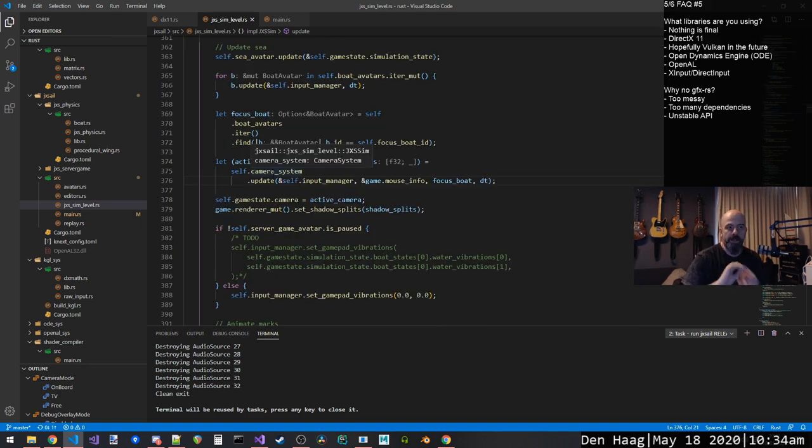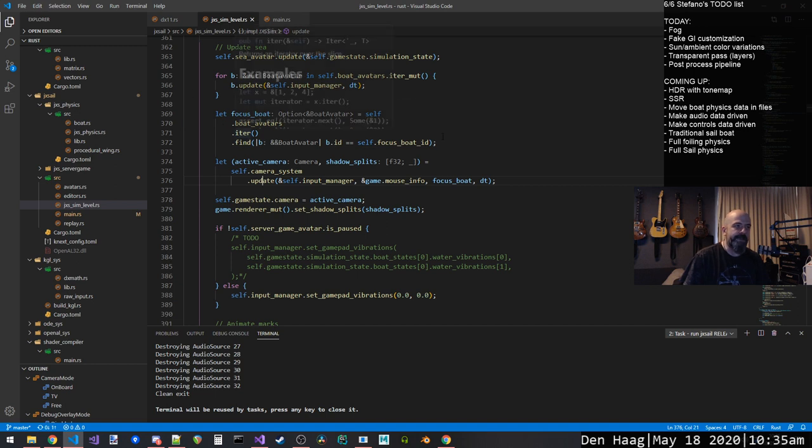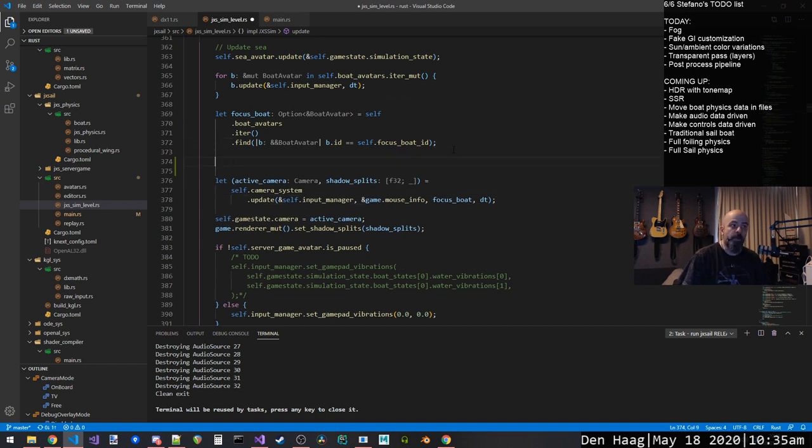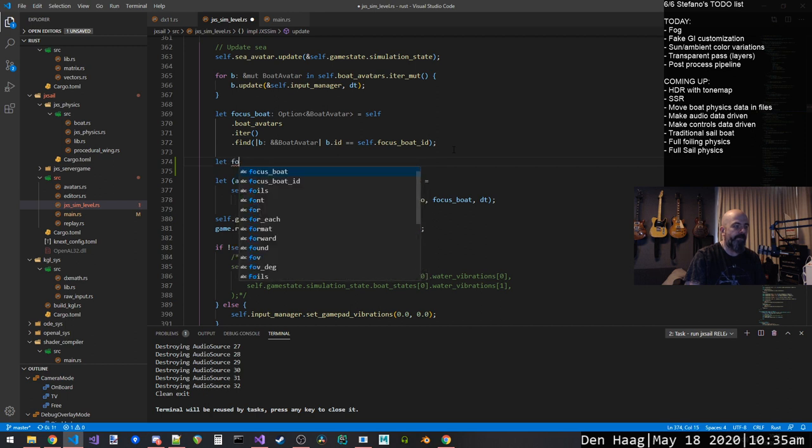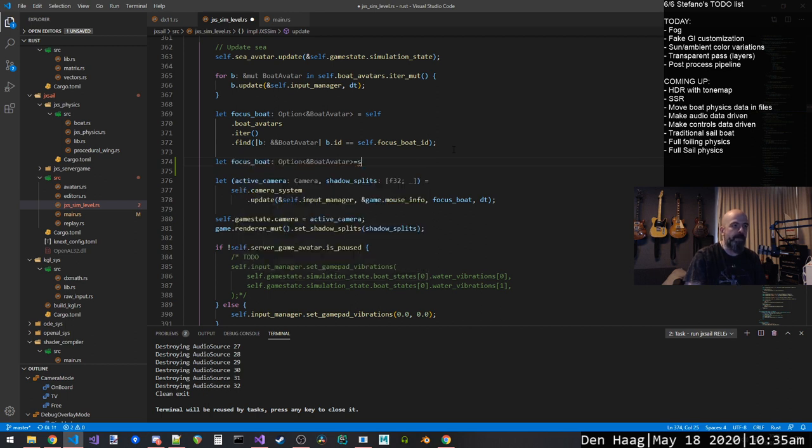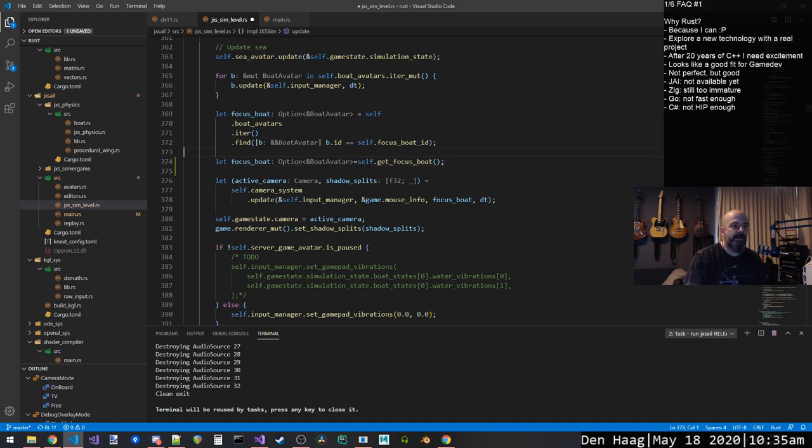You look at this code and you think this is totally fine, which is what I was thinking last Friday. The problem is, what I did last Friday was, because I have a function that does basically this, what I was doing was calling self.get_focus_both, right? So get_focus_both is exactly the same code that we have here.